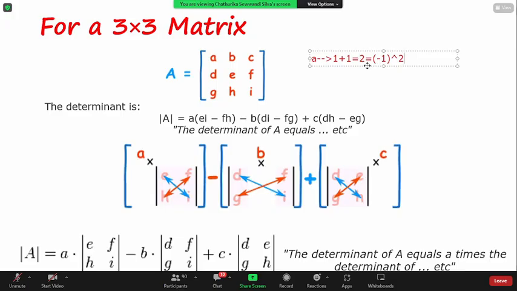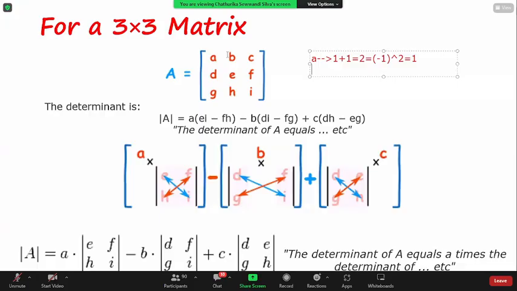Minus 1 to the power 2. What is the answer? Plus 1. So therefore, here you can see it is plus. Next we will select the second element of the first row, B.